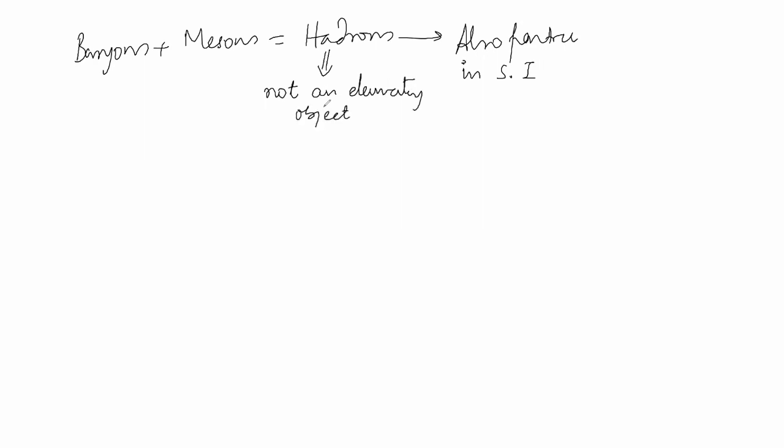Mind it, quarks are also baryons, anti-quarks are also anti-baryons, but they are not found individually. We are talking here about the particles which are observed in nature, and all the hadrons which are observed in nature are not an elementary object. They are made up of either three quarks, three anti-quarks, or a quark anti-quark system. Is it fine? Any question till now?